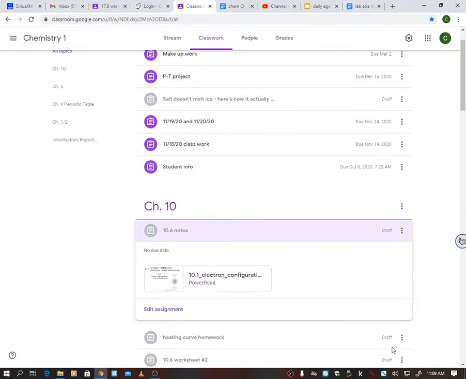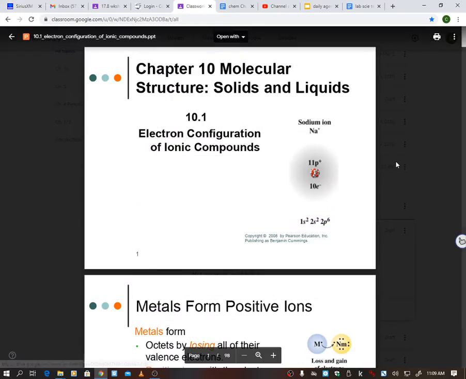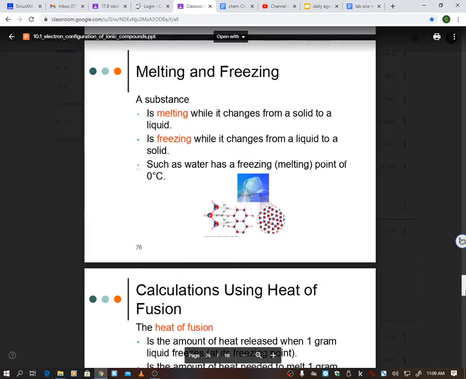Okay, guys, so this is the last section. Oh, it just went away. Last section of chapter 10. Oh, it went all the way back there.